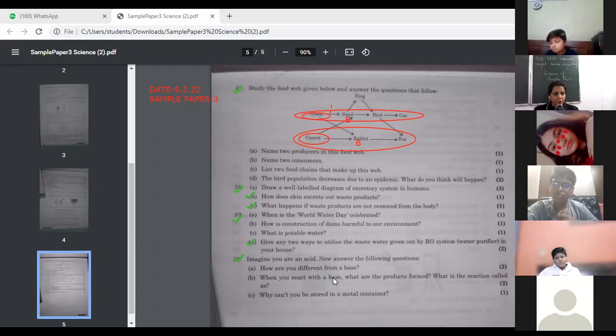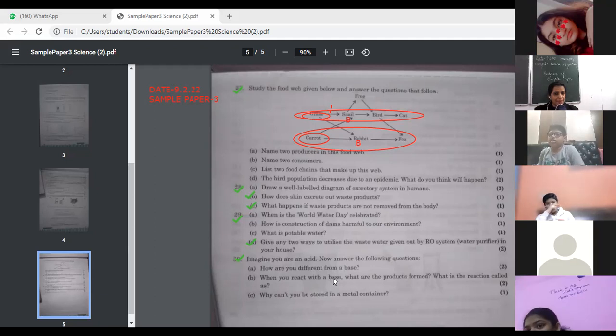Ma'am, the base is bitter in taste and acids are sour in taste. Yes. You can differentiate, give the differences between these two. Acids are sour in taste, bases are bitter in taste, bases are soapy in touch. And ma'am, the acid is a substance which contains hydrogen, and the bases are substances which contain hydroxide, OH. Yes. Hydroxides are there in bases, OH ions are there always.